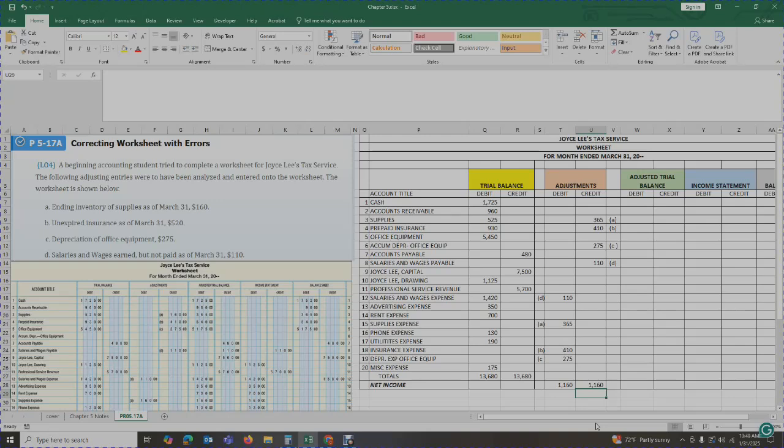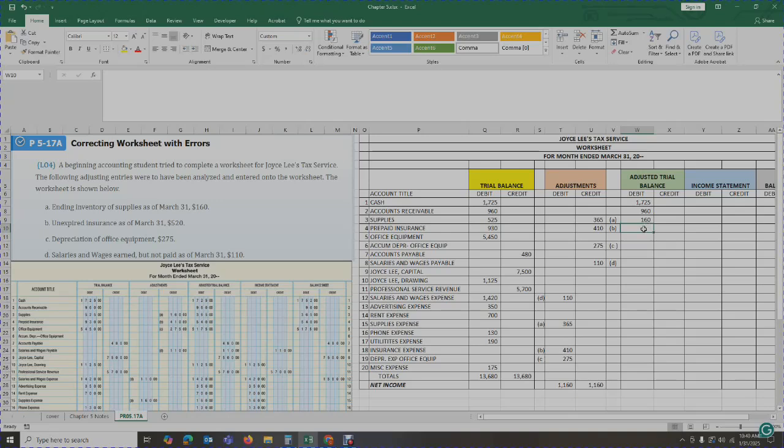Now, if an account did not have an adjustment, then you basically just roll it over. So cash was not adjusted. I'm going to just carry that over. Accounts receivable was not adjusted. I'm going to carry that over. Now supplies was adjusted. I started with 525, and then I have a credit of 365, which means I would need to subtract 365. So I need to manually calculate my balance for supplies. So I'm going to get my 525 minus my adjustment of 365. That means I have $160 left in supplies.